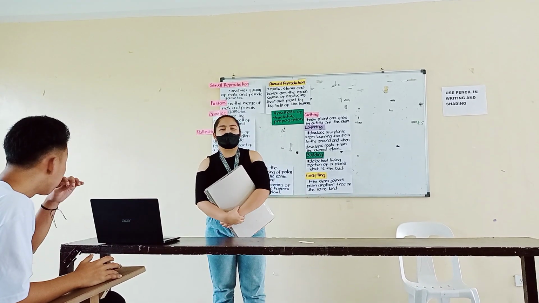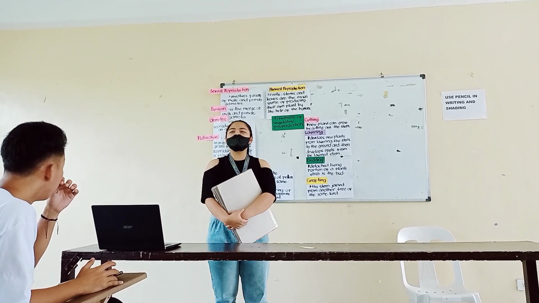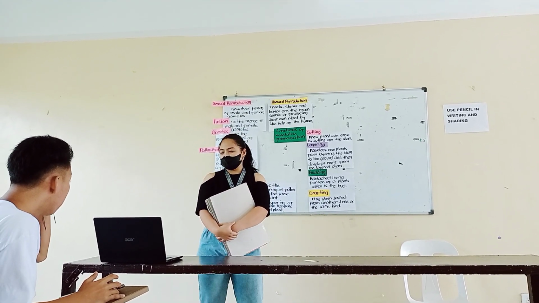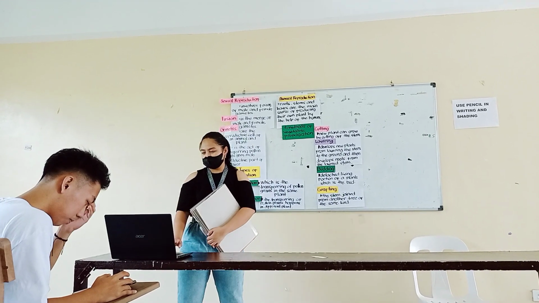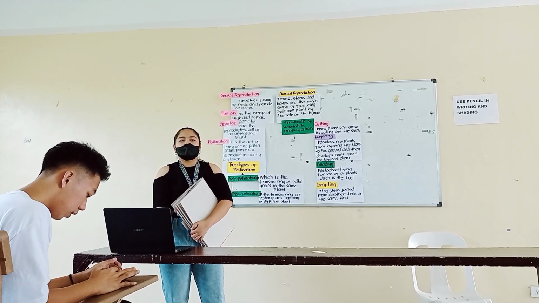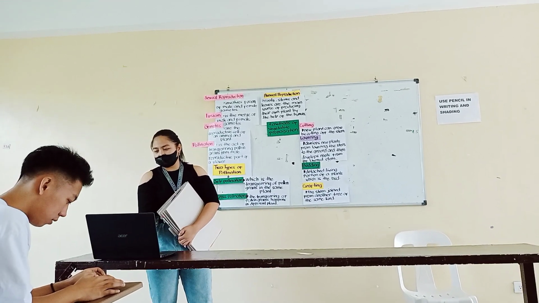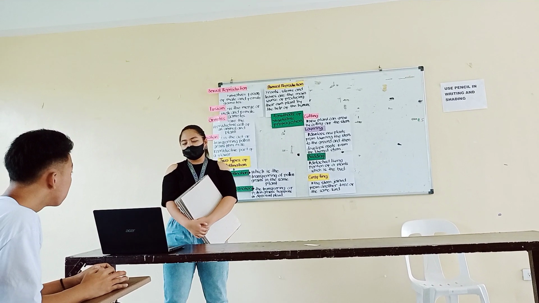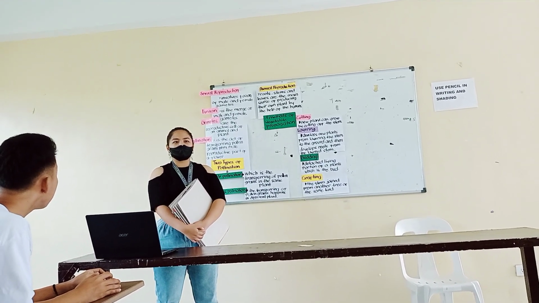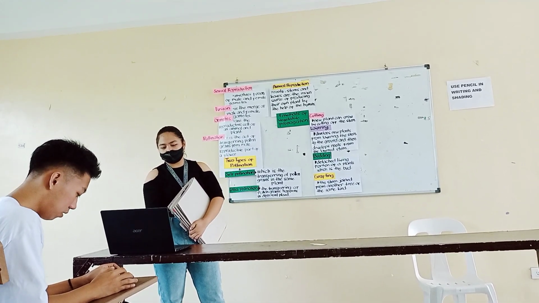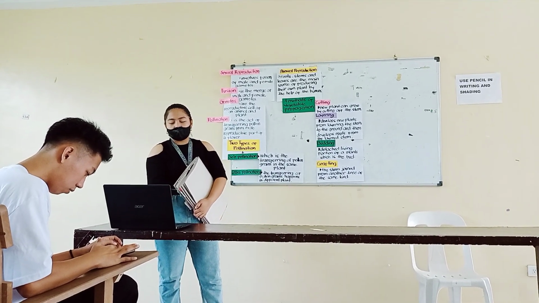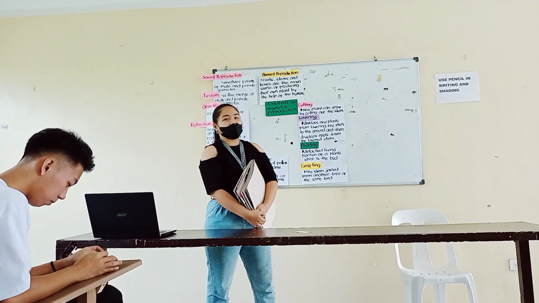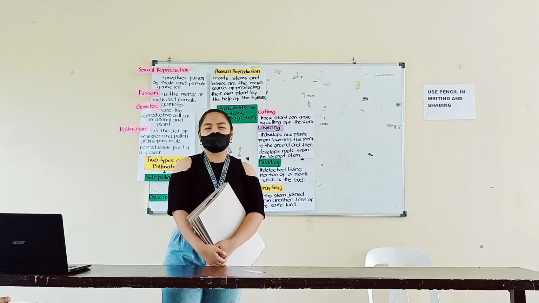Class, what are living things? Living things, ma'am. Okay, Monica. Humans. Okay. How about the others? Animals. Okay. What else? Plants. Okay. Do you believe that plants can also reproduce another plant or its own offspring? Yes. Why?